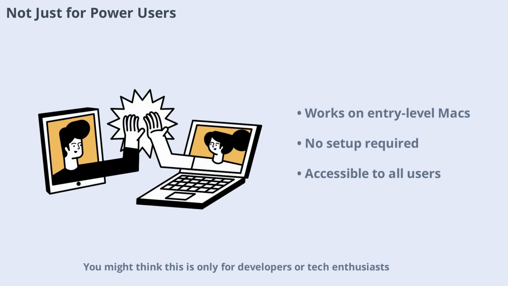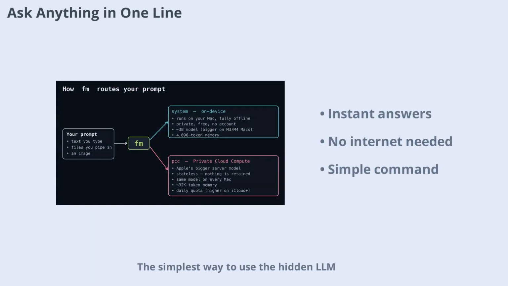You might think this is only for developers or tech enthusiasts, but the hidden LLM in macOS 27 is designed for everyone. Whether you're a casual user or a power user, you can access its features without any complicated setup. The on-device model runs smoothly even on entry-level Macs, like the MacBook Air M1, with just 8 GB of RAM. It's not the most advanced AI out there, but for everyday tasks, it's surprisingly capable and, most importantly, free and private.